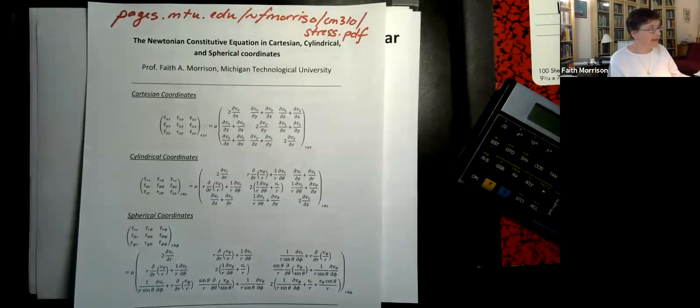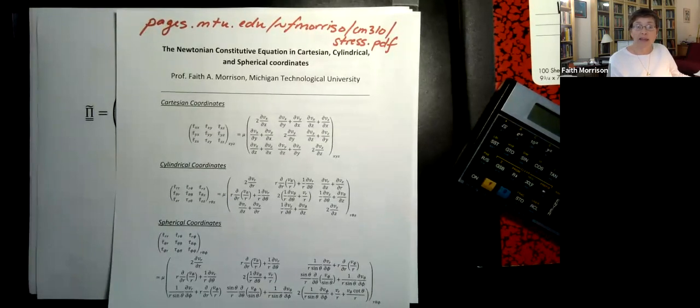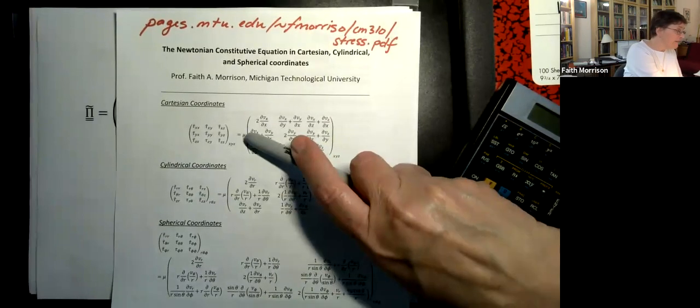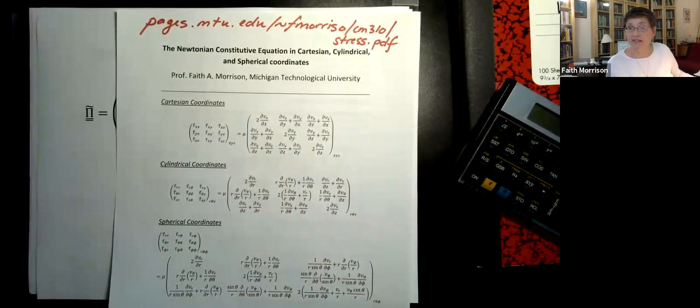This is the handout that I use in my class, and the URL is at the top, that has that del v plus del v transpose with the viscosity out front in three common coordinate systems that we use in studying fluid mechanics.